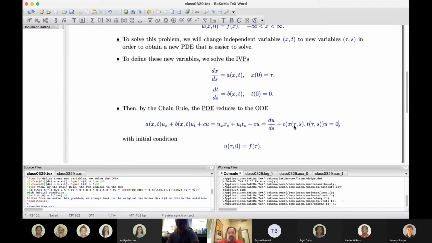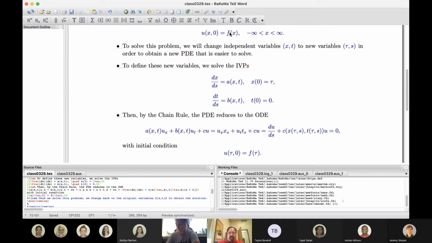So now we can go ahead and solve this to get our solution u. And the initial condition for this ODE comes from the initial condition for our original PDE. It's f of tau, because tau is equal to x on the x-axis, t equals 0. All right. So it's these three ODEs that we will now use to solve the original problem with these three accompanying initial conditions.